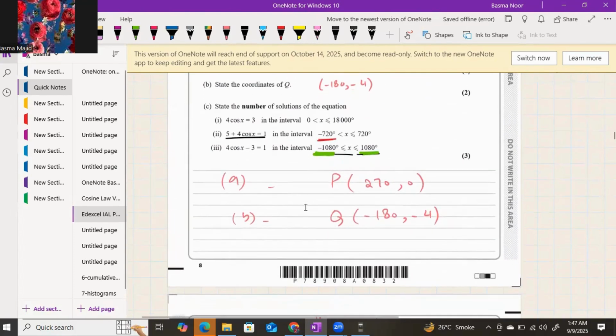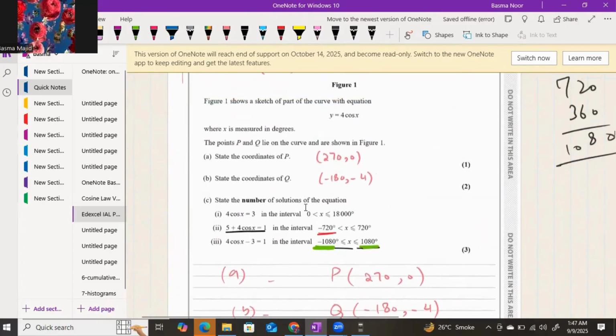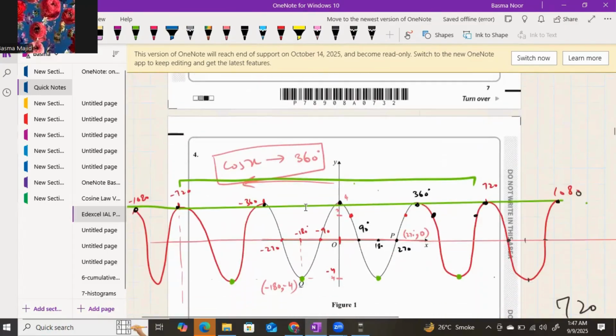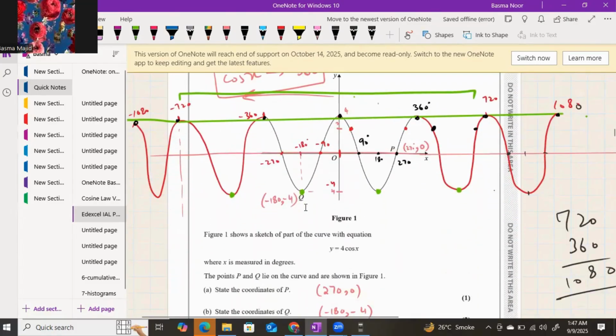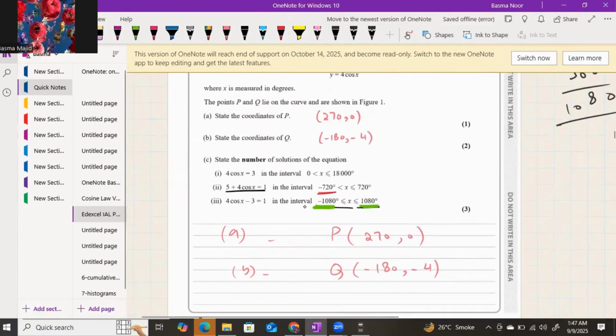For part C, you just have to describe the number of solutions, so there was a bit more explanation there in plotting the graphs. Number of solutions means the points where the two curves intersect. You already saw that 4 cos of x is plotted, and the other is y equals 3, sometimes y equals 4, y equals negative 4. You plot those lines and you get that.